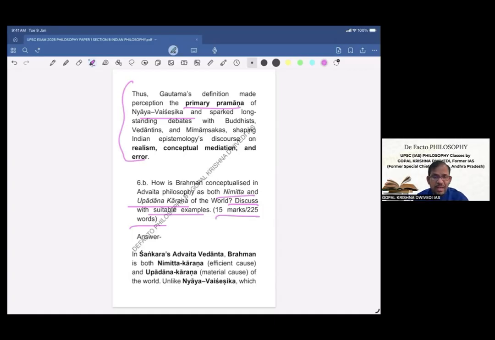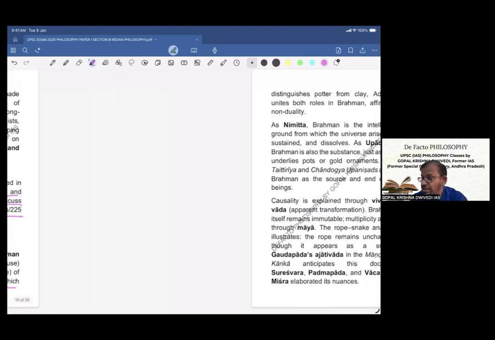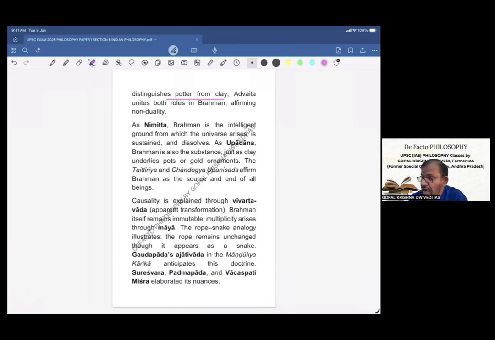In Shankara's Advaita Vedanta, Brahma is both Nimitta Karana and Upadana Karana of the world, unlike Nyaya-Vaisheshika, which distinguishes potter from clay. Advaita unites both roles in Brahma, affirming non-duality. As Nimitta, Brahma is the intelligent ground from which the universe arises, is sustained and dissolves. So this is Nimitta. As Upadana, Brahma is also the substance, just as clay underlies pots or gold ornaments. The Taittiriya and Chandogya Upanishads, these are two Upanishads, affirm Brahma as the source and end of all beings.